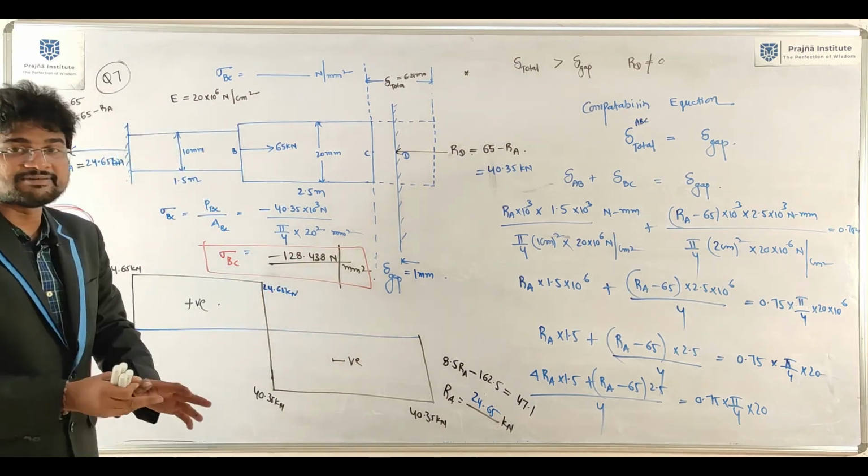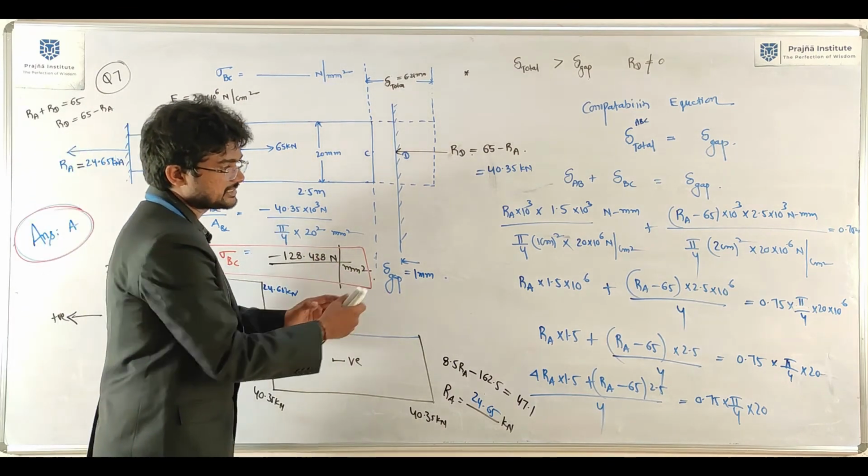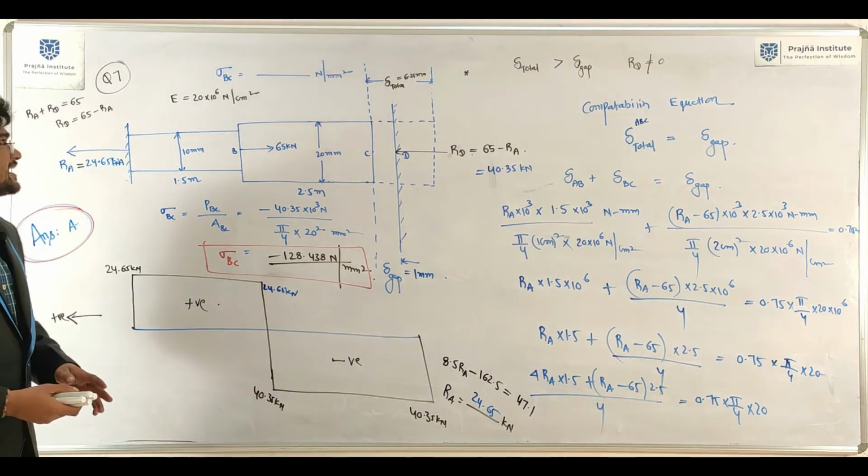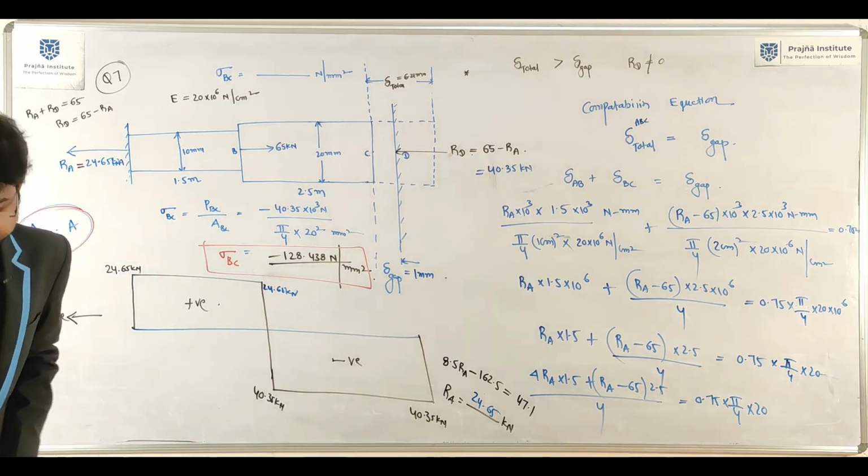Once delta gap is given, this is how to determine the support reactions and finally the magnitude of stress in the member BC. Next, write down question number 8.